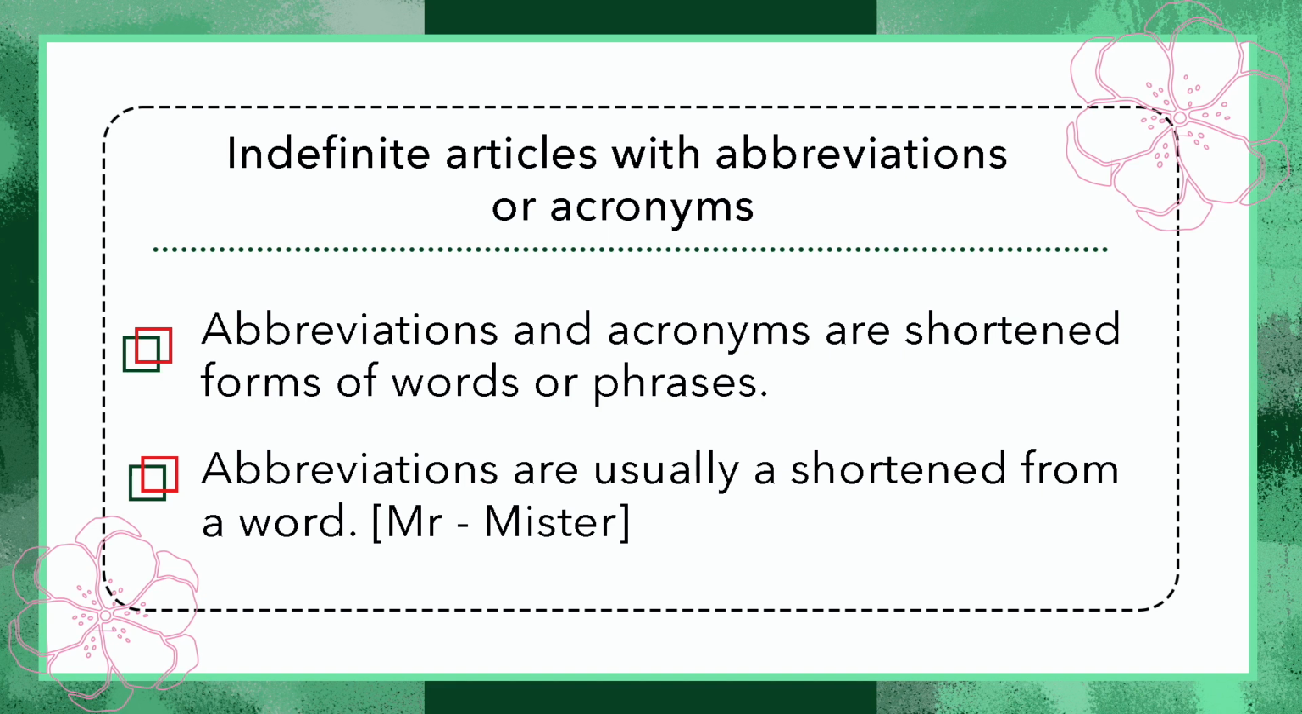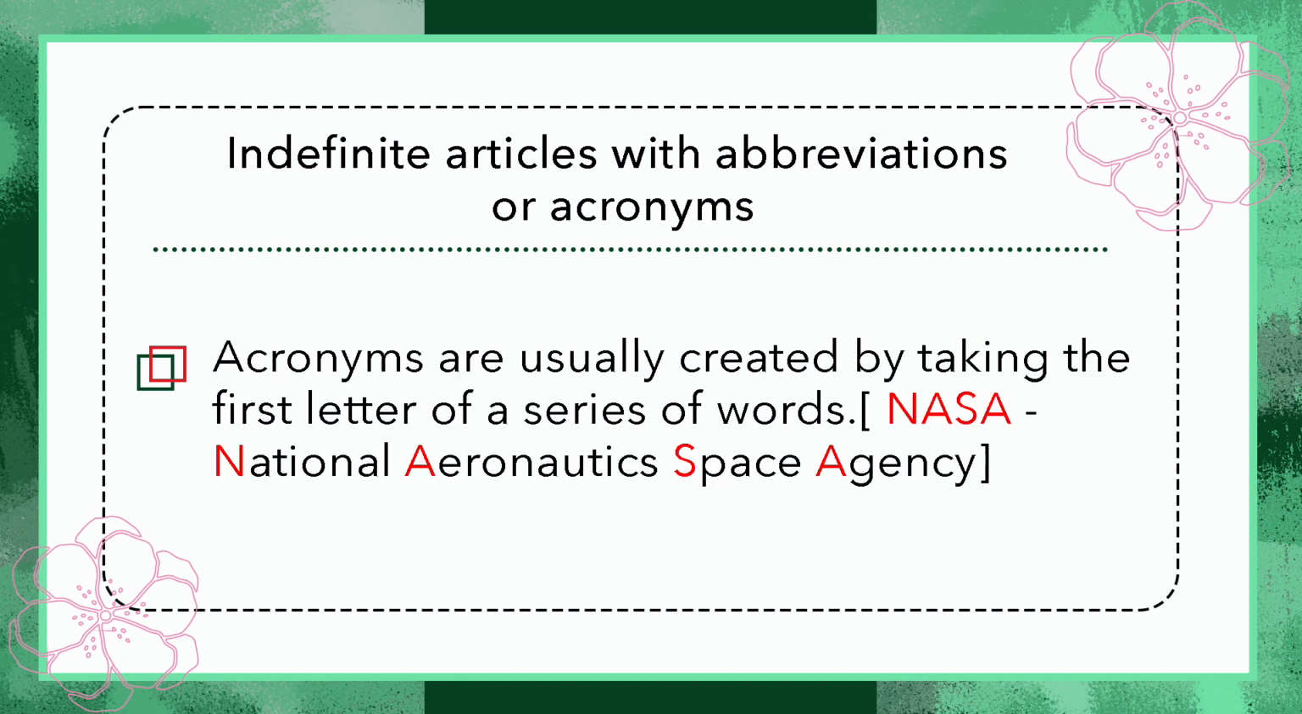Indefinite articles with abbreviations or acronyms. Abbreviations and acronyms are shortened forms of words or phrases. Abbreviations are usually a shortened form of a word, like Mr. for Mister. Acronyms are usually created by taking the first letter of a series of words, like NASA, for National Aeronautics and Space Administration.